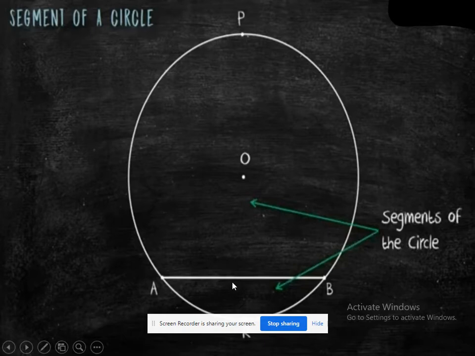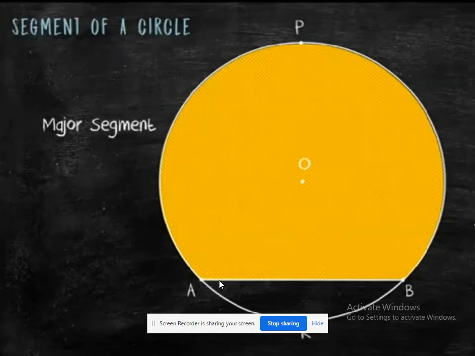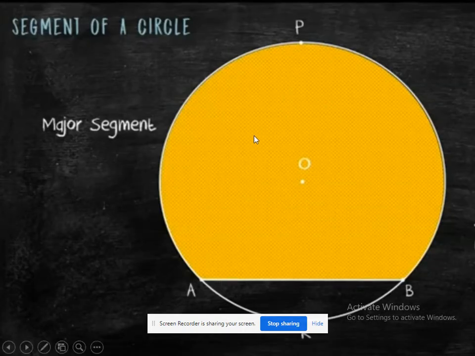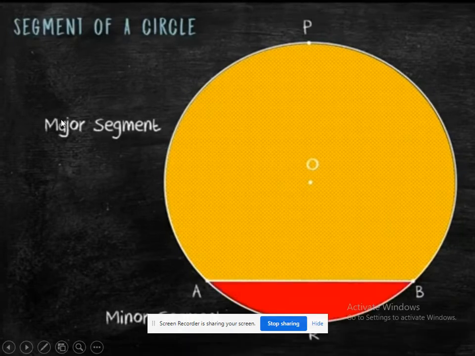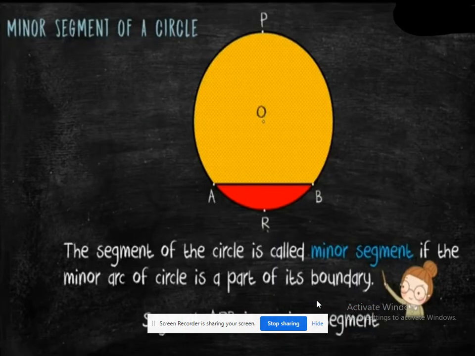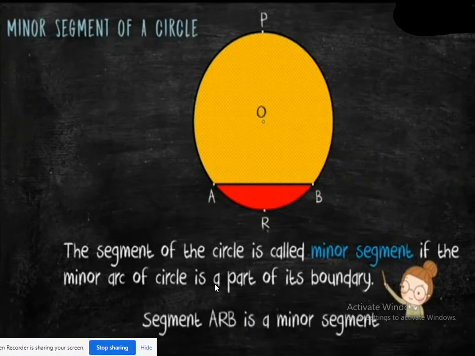So these two regions formed by the chord and arcs are called segments of the circle. Now here this is the bigger region, hence it is called the major segment. Major segment, we'll see the definition. This one is the bigger region, so it is called the major segment, and this is the smaller region, hence it is called the minor segment. What is the minor segment definition? The segment of the circle is called a minor segment if the minor arc of the circle is a part of its boundary. Means if it is a minor arc, then it will be called a minor segment.